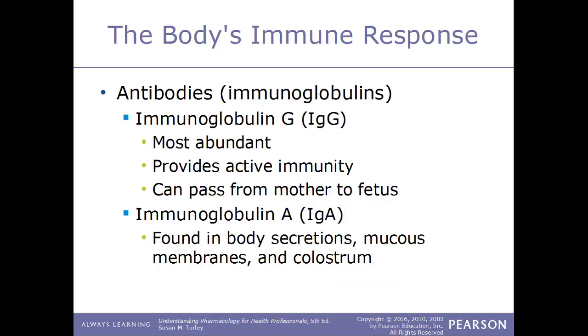Another kind is IgG, immunoglobulin G, and this is the most abundant type of antibody. This will provide for active immunity, and it's also capable of being passed from mother to fetus. Another type of antibody is IgA, immunoglobulin A. This is found in body secretions, and also in mucous membranes and in colostrum. The other 2 types that aren't listed here are IgE, immunoglobulin E, and IgD, immunoglobulin D.